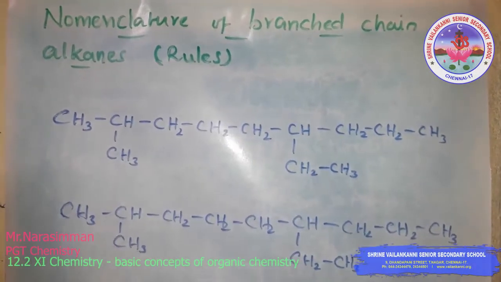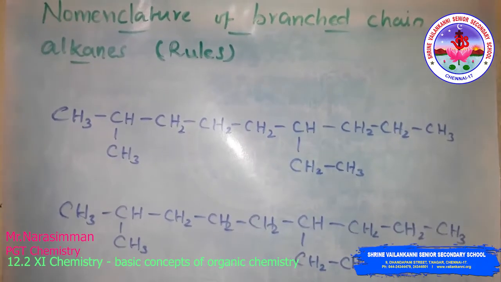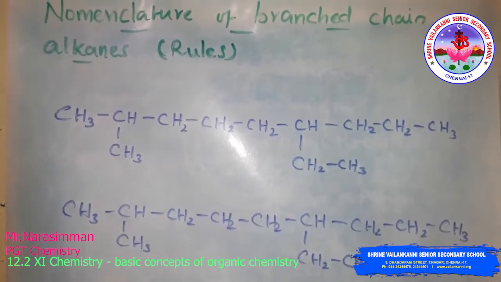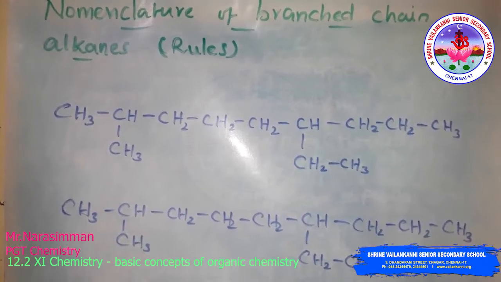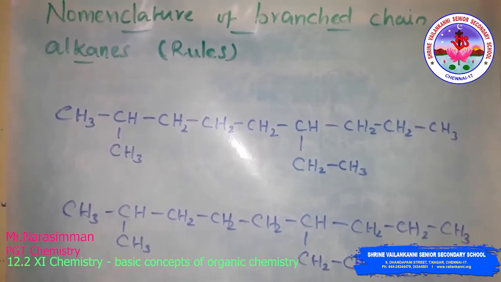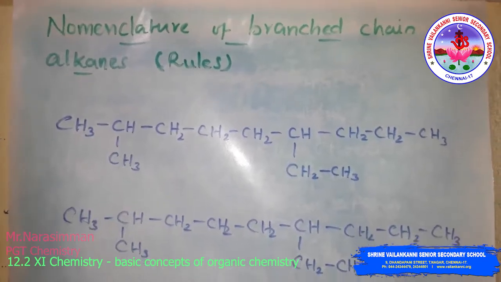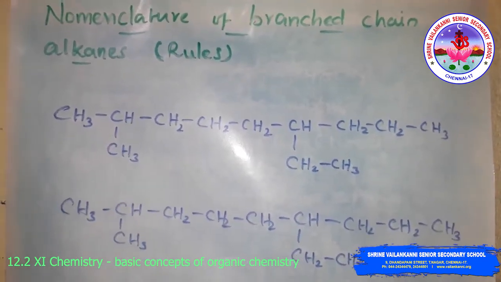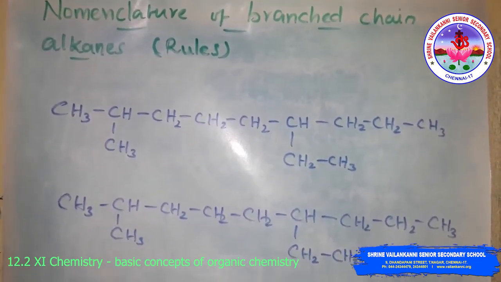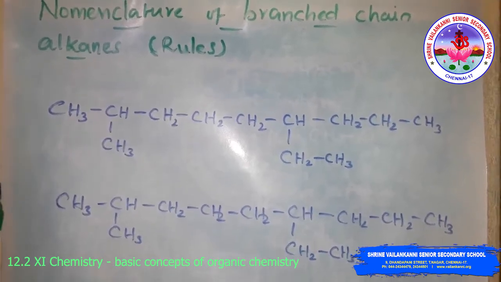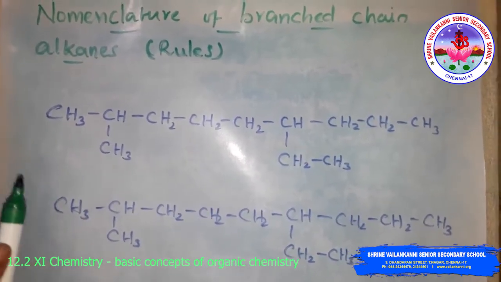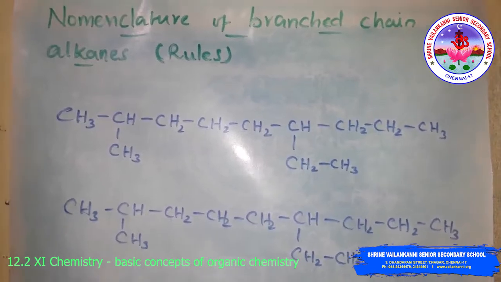Nomenclature of branched chain alkanes. That is a rule: how to name the branched chain alkane compounds. First, for example, look at this compound. You have to choose the longest chain. That is the first rule. The longest chain is also called the parent or root chain.